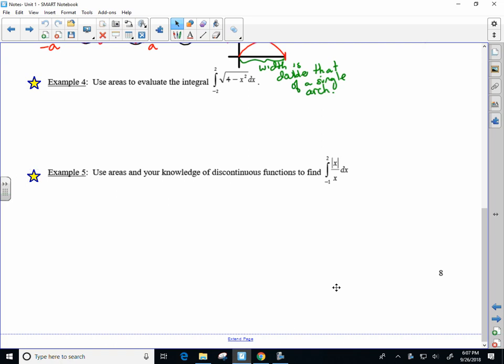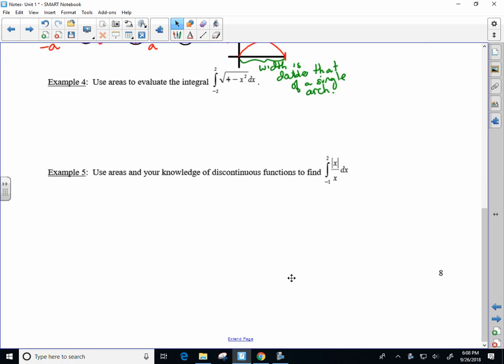All right, so on page 8 we have examples 4 and 5. Example 5 I told you I wasn't really in love with, but we'll do it anyway. When I say I'm not in love with a problem, then you can pretty much rest assured that it won't be on a test. But it's not terrible. It's just not my favorite problem in the world.